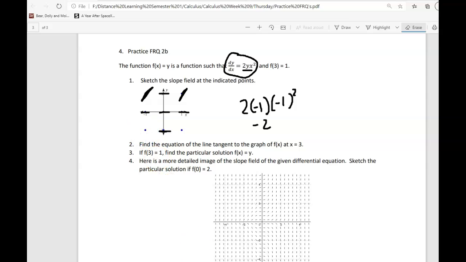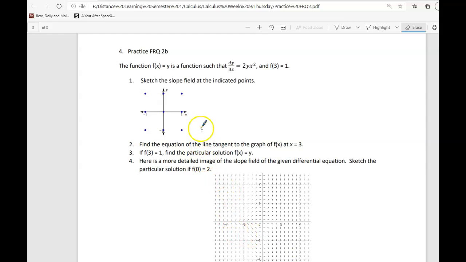So it's going to look like the one on the top, but going in the opposite direction, in a downward direction. And this one's going to look the same because you're going to plug in the same y value. The only difference is you're going to plug in a positive one, but when you square it, you're still going to get the same answer anyway. So that's what that slope field would look like.